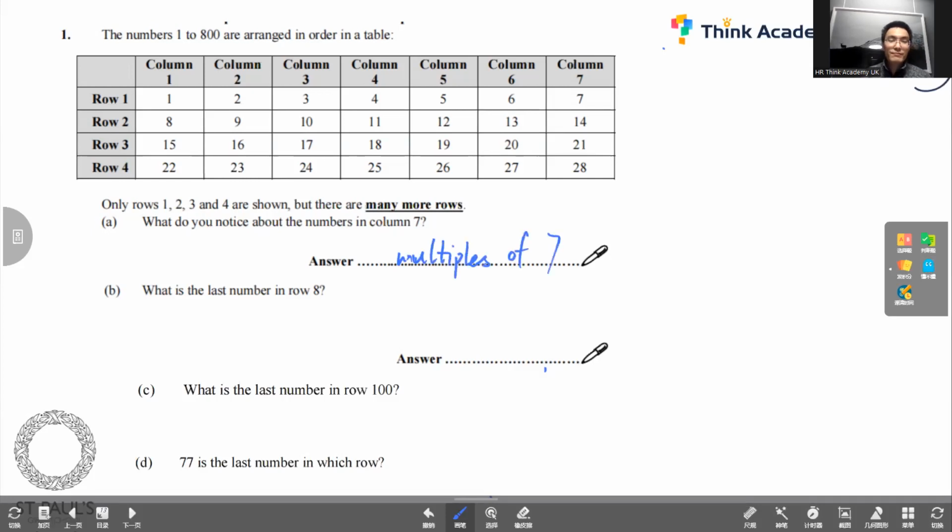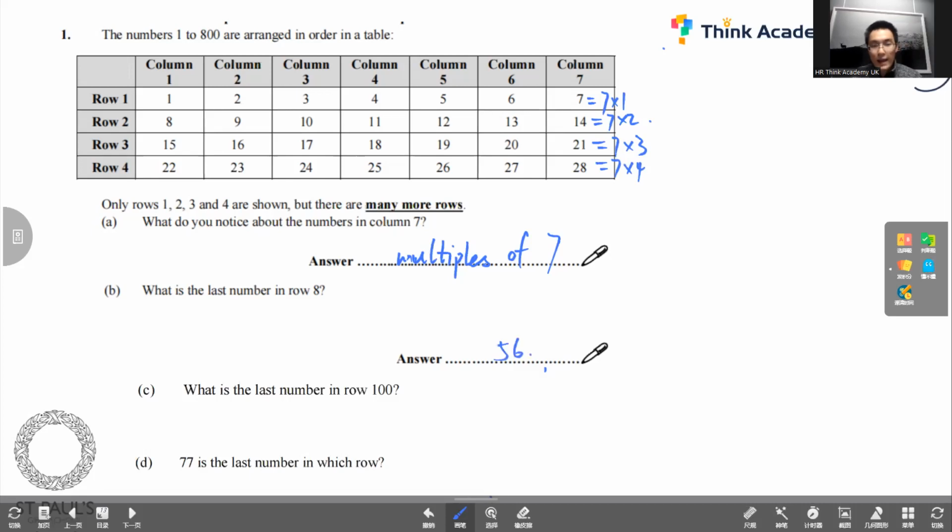And question B, what is the last number in row 8? The last number is the numbers in column 7. Column 7 in the first row is 7, which is 7 times 1. The last number in row 2, the second number in column 7, equals 7 times 2, which is 14. The last number in row 3 is 7 times 3. The last number in row 4 is 7 times 4. So the last number in row 8 will be 7 times 8, which is 56.